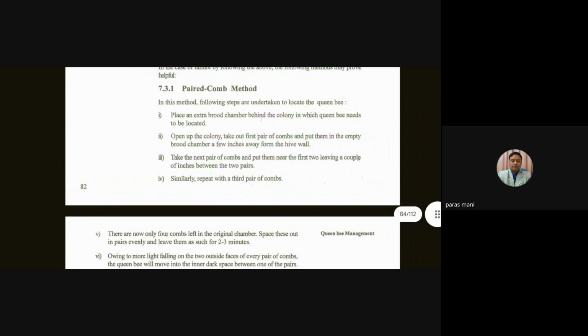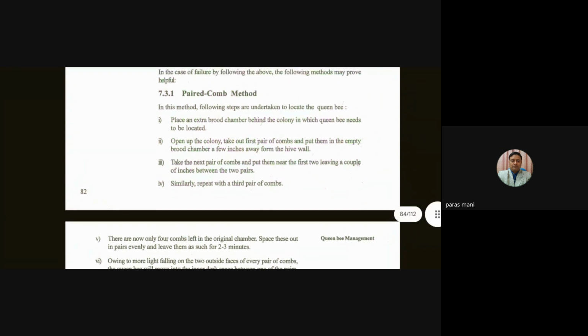Another colony? No, not another hive. Yes, same hive. All the members of this one colony must be moved to the earlier chamber, frames must be removed, and only two pairs must be kept. That is, four frames will be kept, and all the insects, all the workers and queens, including everything, we have to leave it there.